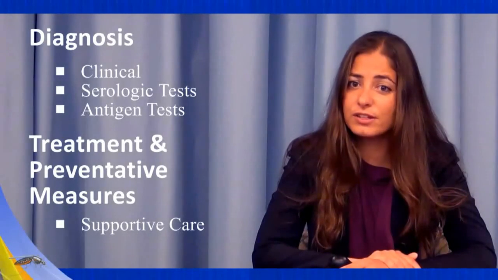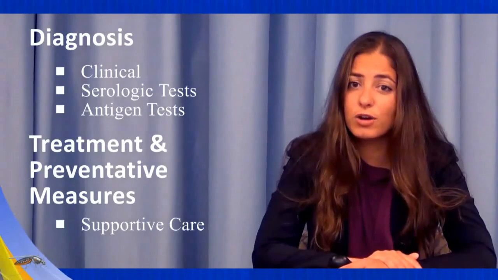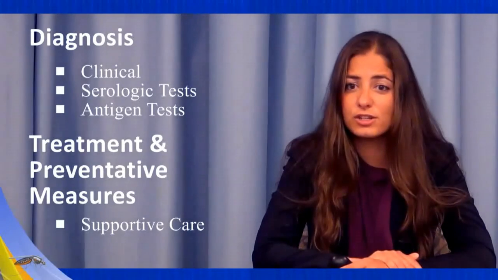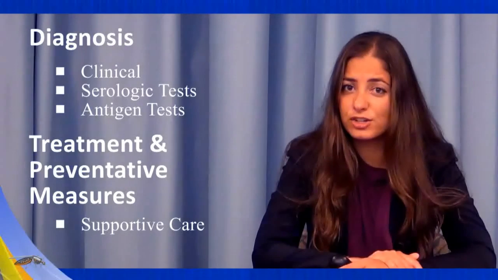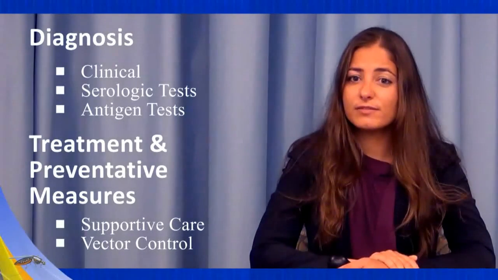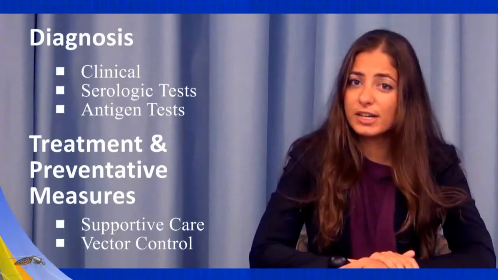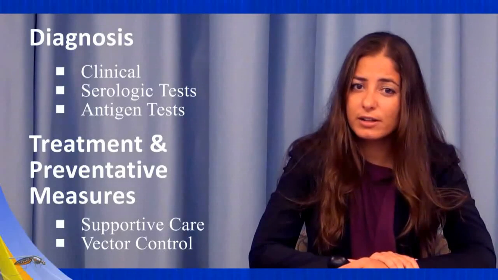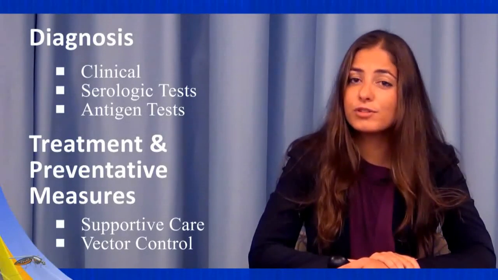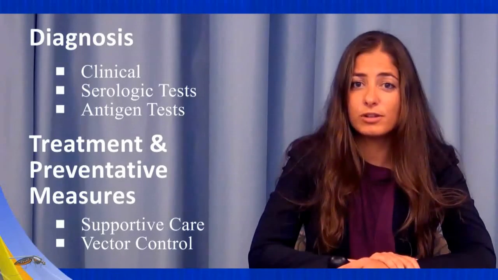Treatment of dengue fever is supportive care, particularly with volume repletion and blood products should plasma leakage syndrome or hemorrhagic manifestations occur. Vector control is the most effective preventative measure available against dengue fever, which includes protective clothing, insect repellent, and targeting mosquito breeding sites. No vaccine against dengue fever is available at this time.